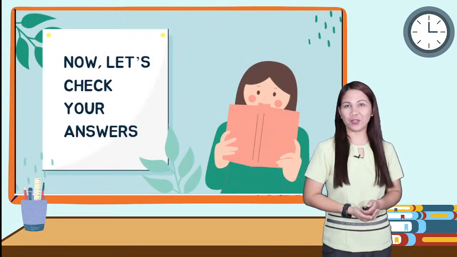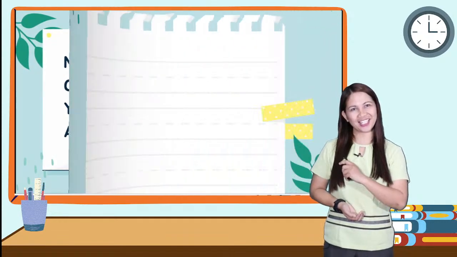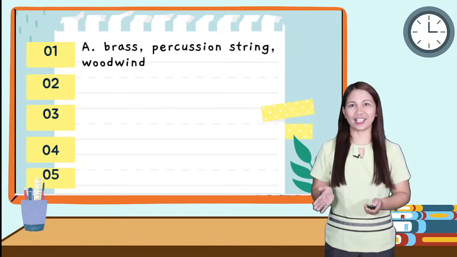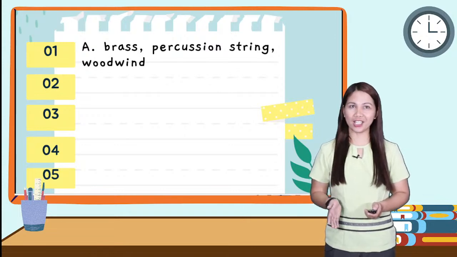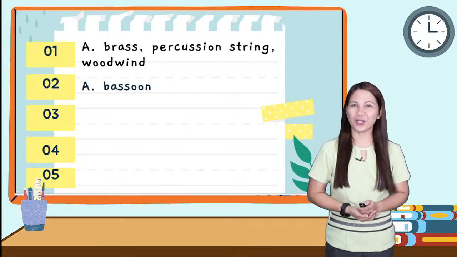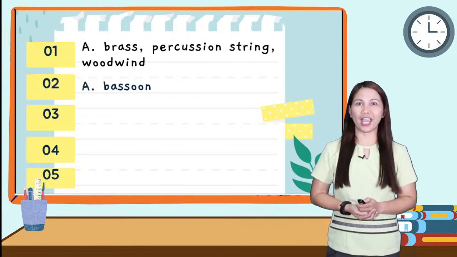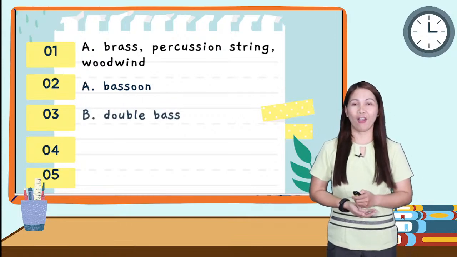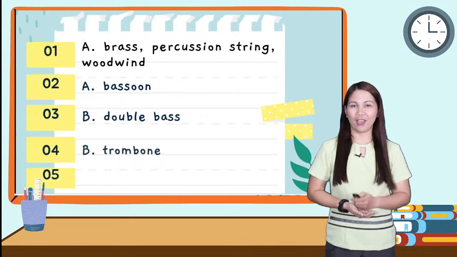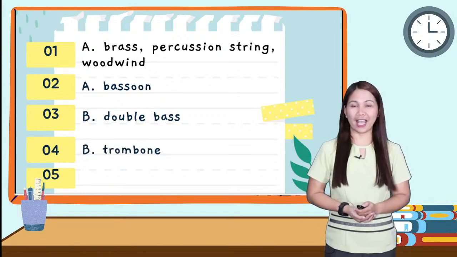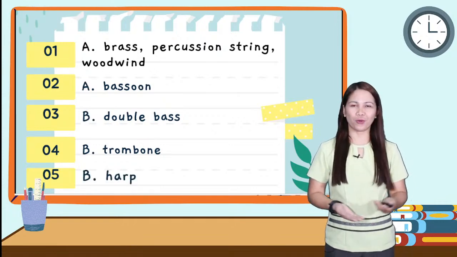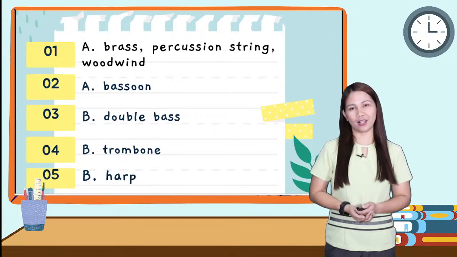And now it's time to reveal your answers. So for number one, the correct answer is letter A. Brass, percussion, string, and woodwind. How about number two? That is right. It is letter A, bassoon. For number three, we have double bass. For number four, the answer is letter B, trombone. And for number five, of course, letter B, which is harp.